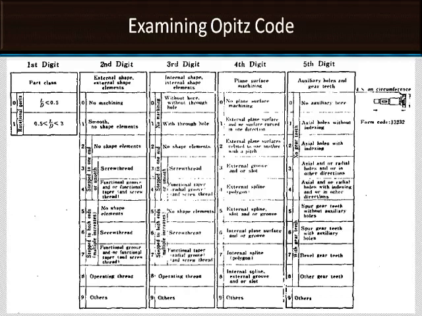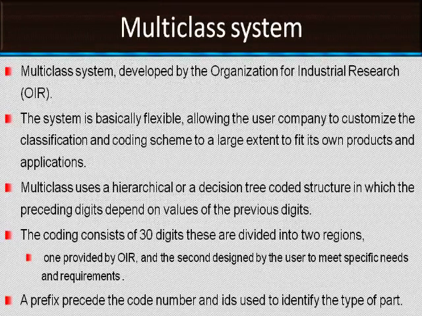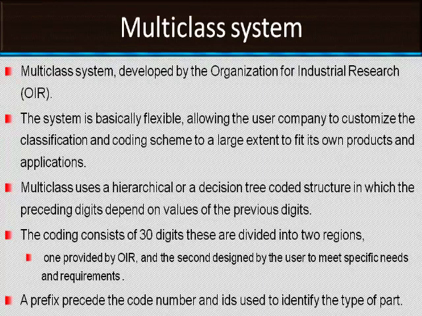Let us go and discuss the next coding and classification system, which is MultiClass. The MultiClass system was developed by OIR, Organization for Industrial Research. The system is basically flexible, allowing the user company to customize the classification and coding scheme to a large extent to fit its own products and applications. MultiClass uses a hierarchical or decision tree code structure in which the succeeding digits depend on the value of previous digits. The coding consists of 30 digits. These are divided into two regions, one provided by OIR, the second designed by the user to meet specific needs and requirements. A prefix precedes the code number and is used to identify the type of part.